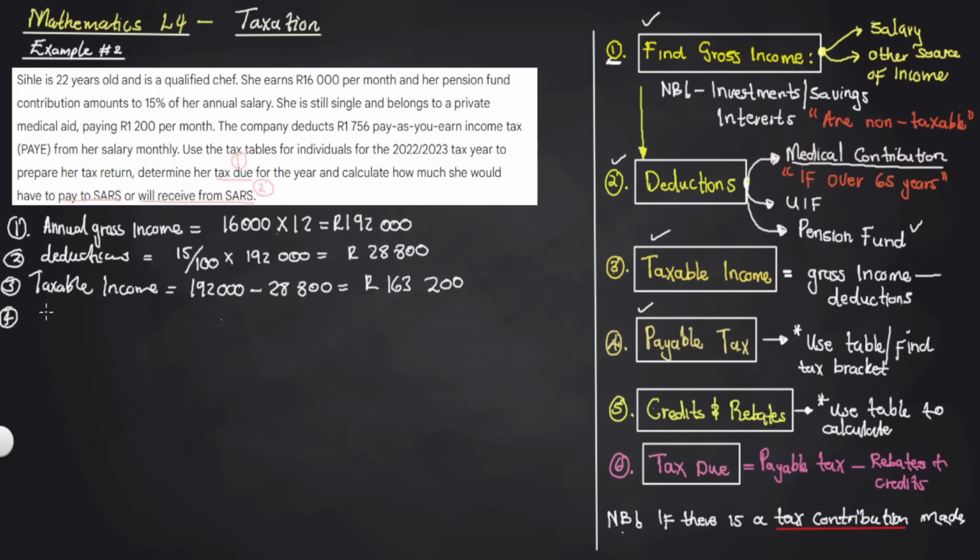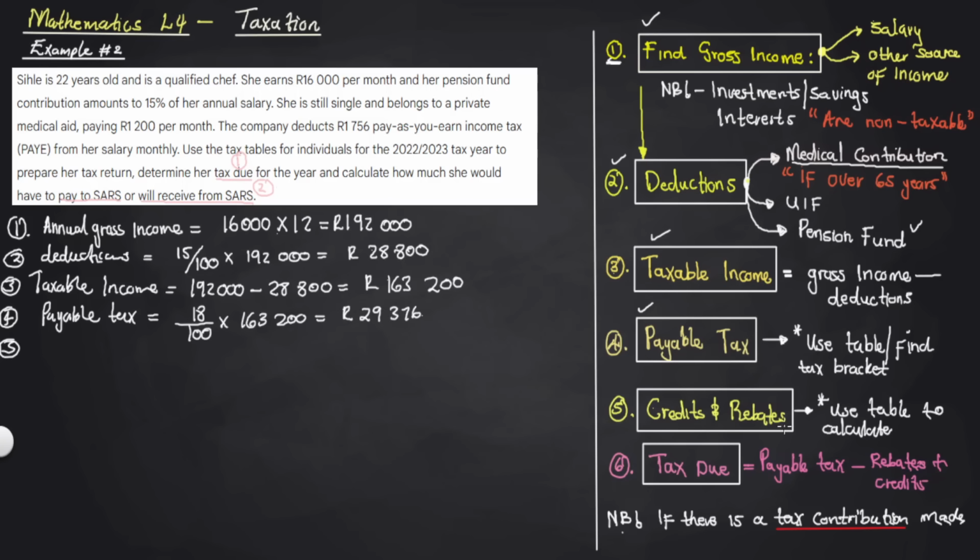So that is the payable tax. Payable tax is equal to 18% over 100. It's 18% of the taxable income. In this case, it's 163,200. So 18 divided by 100 multiplied by 163,200. Then the payable tax is 29,376.